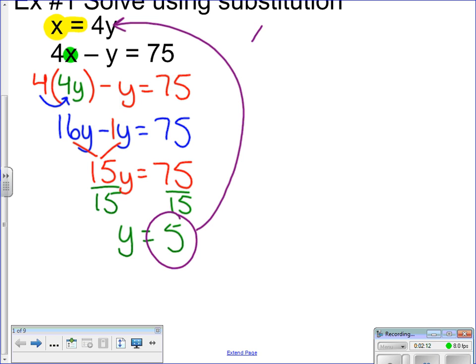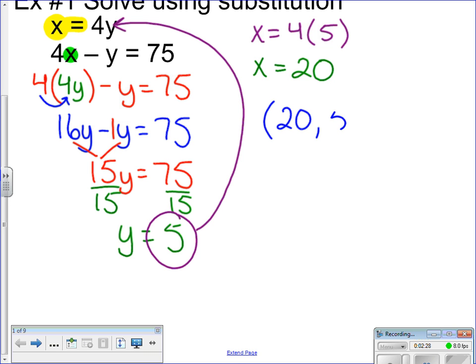So x is going to equal 4 times 5 because 5 replaces the y. So x equals 20. Now your final answer will be the ordered pair. X coming first, 20, comma 5. Remember to always put the answer for the one that is alphabetically first. X comes first before y, so 20 has to go first. Pause now before we go on to number 2.